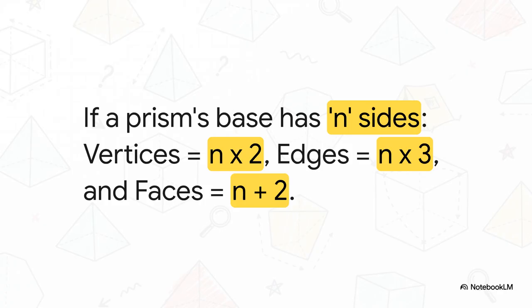And there it is, the secret code for any prism in the universe. If you just know n, the number of sides on the base, you can figure out everything else instantly. The number of vertices is just n times 2. The edges, n times 3. And the faces, that's n plus 2. This is your geometric cheat sheet. No more tedious counting needed.